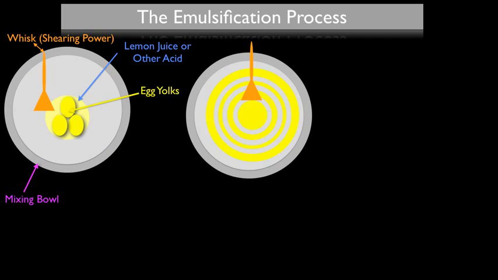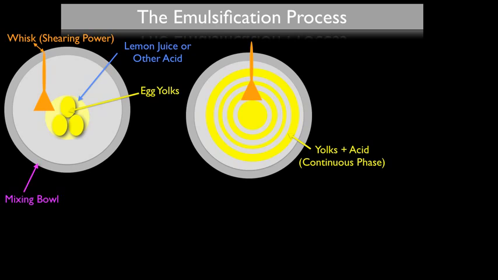Because I'm using a metal mixing bowl, the most logical application of shearing power or shearing force would be a whisk. So here I have my nifty orange whisk, and I'm going to whisk the egg yolks and lemon juice together, and that's going to look something like this. They're going to mix together, and the yolks and the acid are going to be my continuous phase. And this continuous phase will be considered water, right?